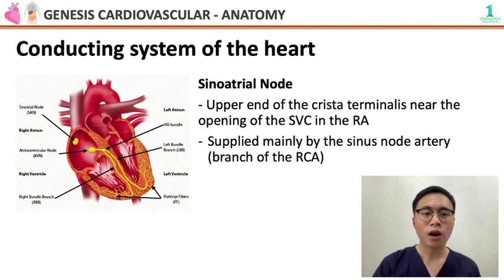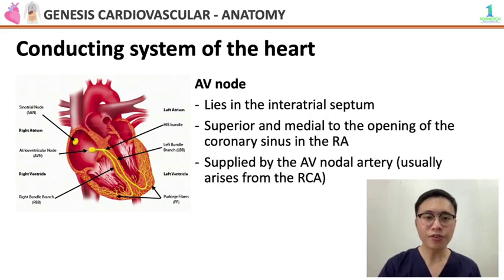Okay? How about for the AV node? So the AV node lies within the interatrial septum. Saan yon? So tingnan natin, ito siya. Okay, so there you go. There you have the AV node in the interatrial septum, and it's superior and medial to the opening of the coronary sinuses. Okay, and this one is supplied by the AV nodal artery, which usually also arises from the RCA.